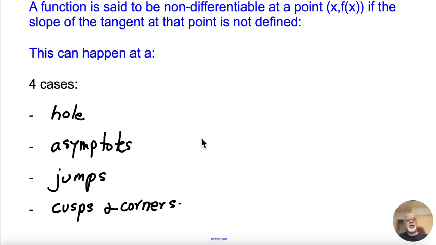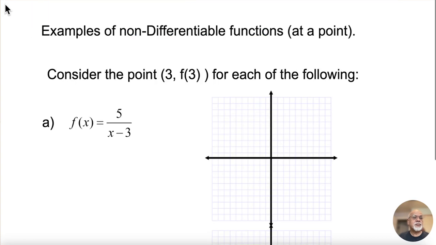All right, now we're going to take a look at an example of each one of these things. It says these are examples of non-differentiable functions at some point. It says consider the point 3 and f of 3.